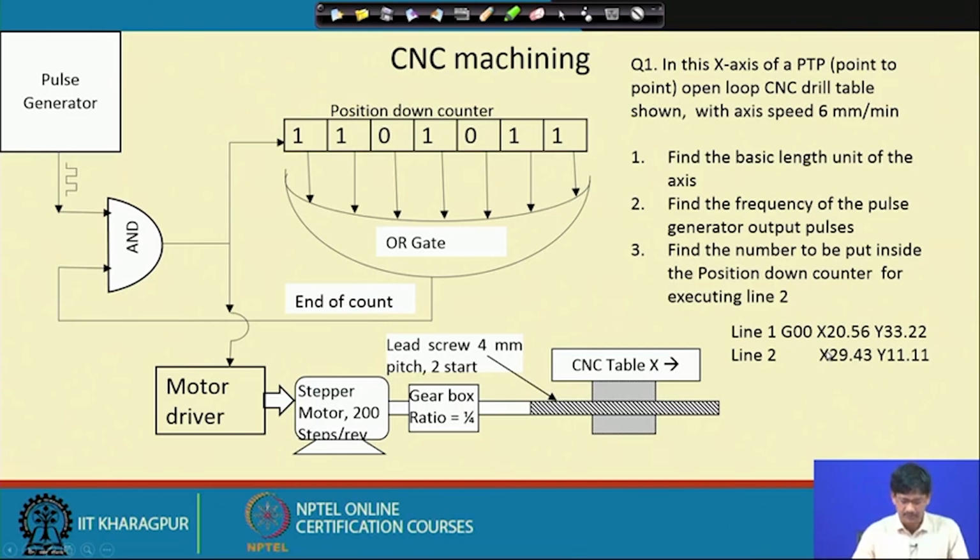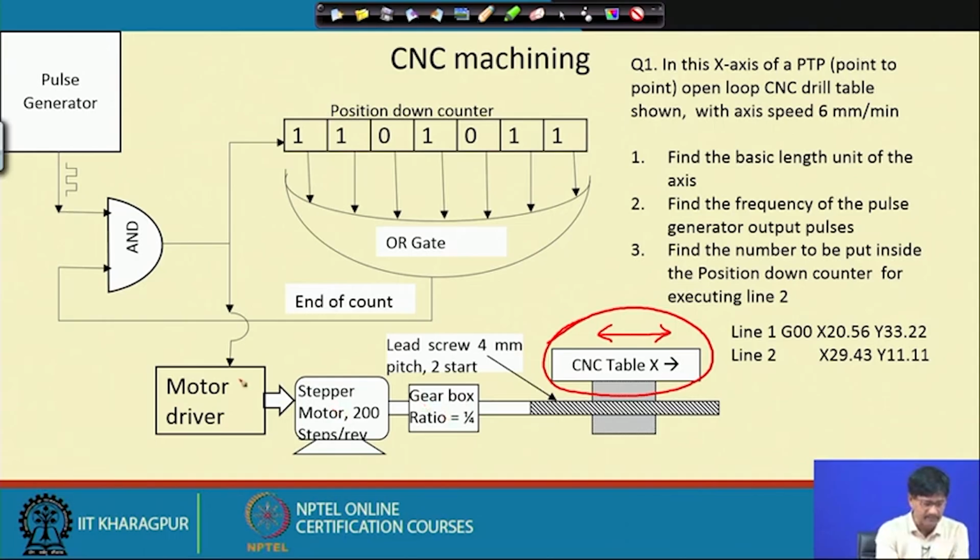So, first of all, which is the table? The table is this one. This is the CNC table x axis. It is capable of moving this way and that way. Who is moving it? The lead screw is moving it. The lead screw is connected to the motor through a gearbox. The motor is run by the pulse generator. So, the pulses which are emitted here are moving through, and for the timing let us assume that nobody is stopping these pulses from reaching the motor.